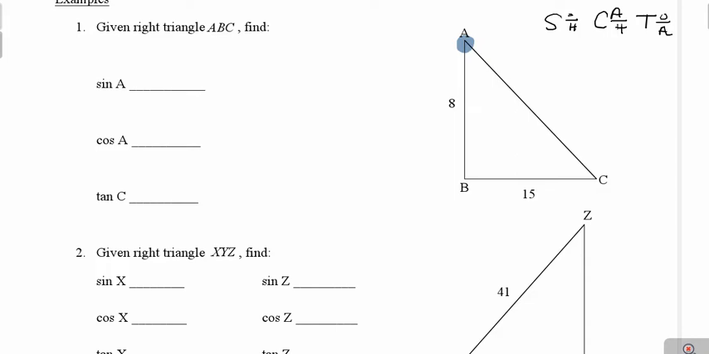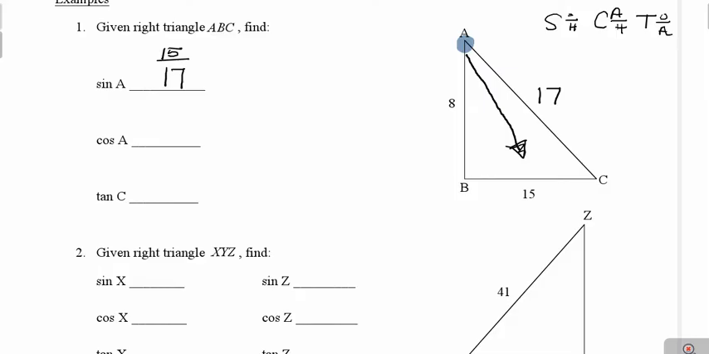So you have to look at angle A. And what side is opposite of angle A? That would be the 15. So that's going to go on top of your ratio, over the hypotenuse side. Well, we know that AC is the hypotenuse, and even though it's not given, we know this is a triple, 8, 15, 17. So the sine of angle A would be 15 over 17. That's your final answer. We're just looking for a ratio.